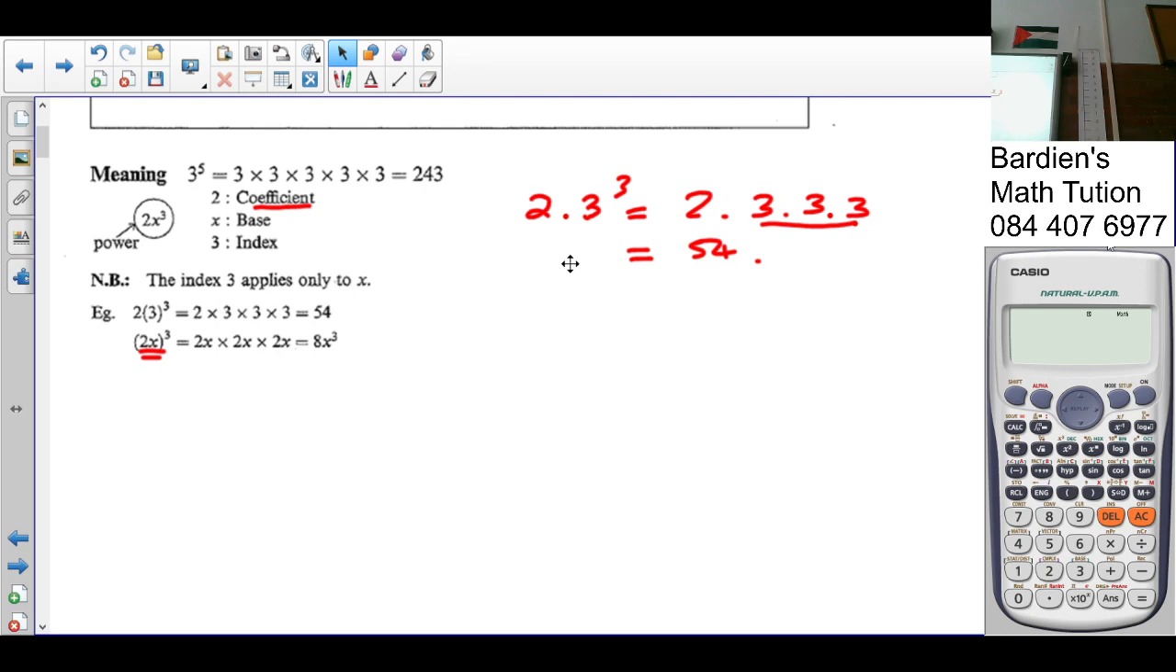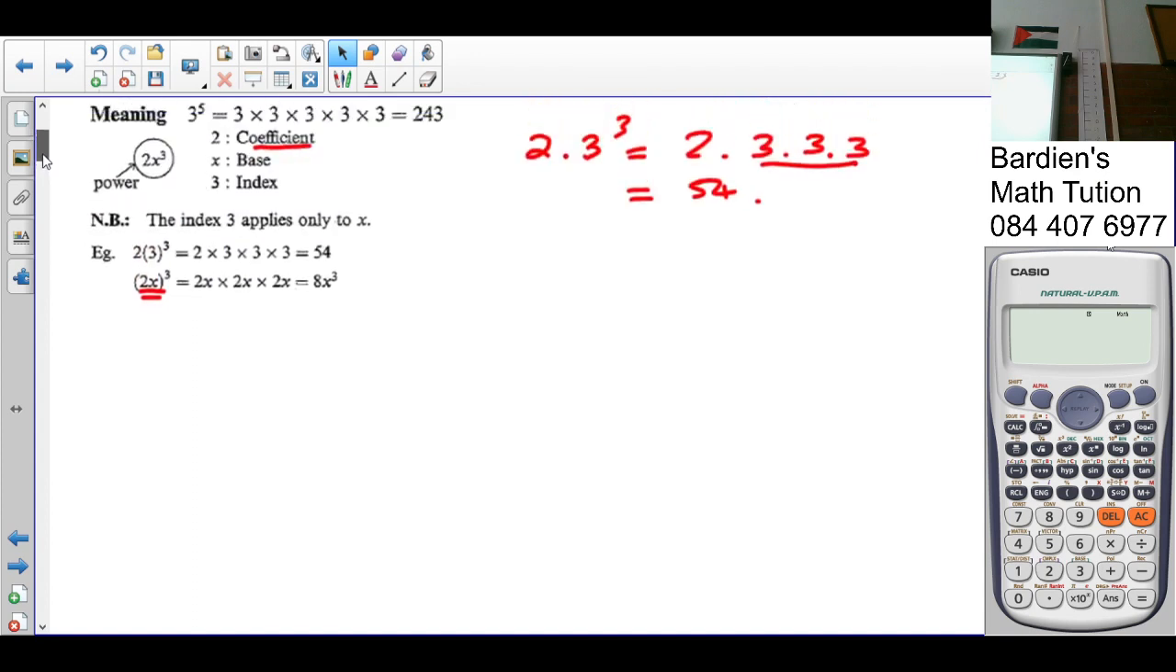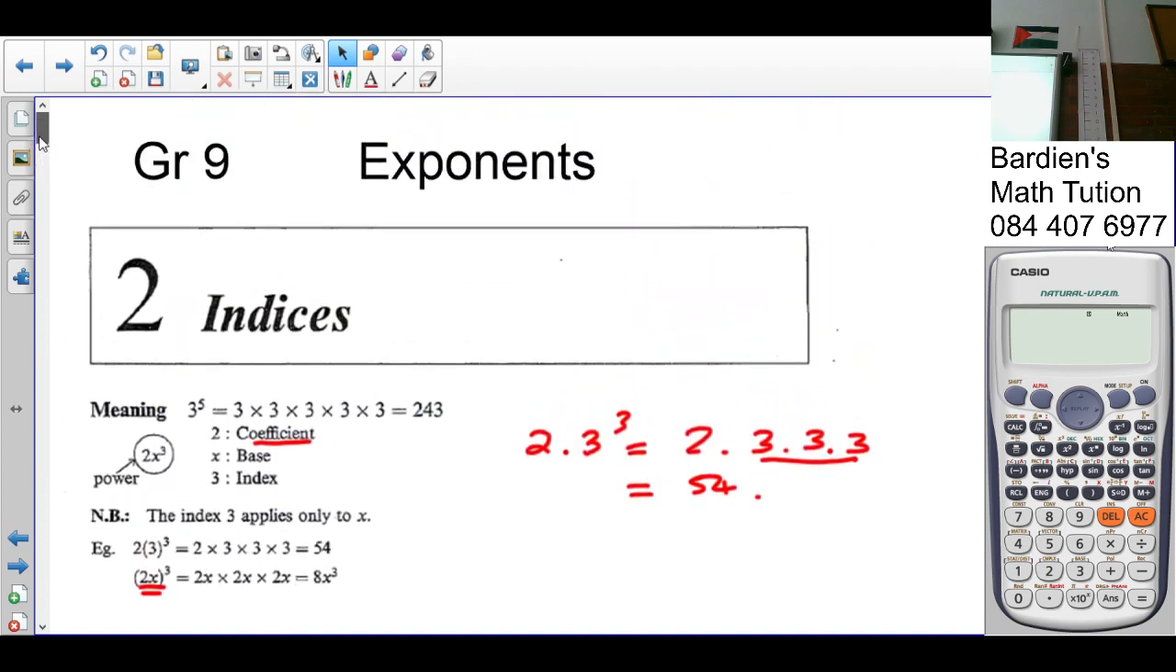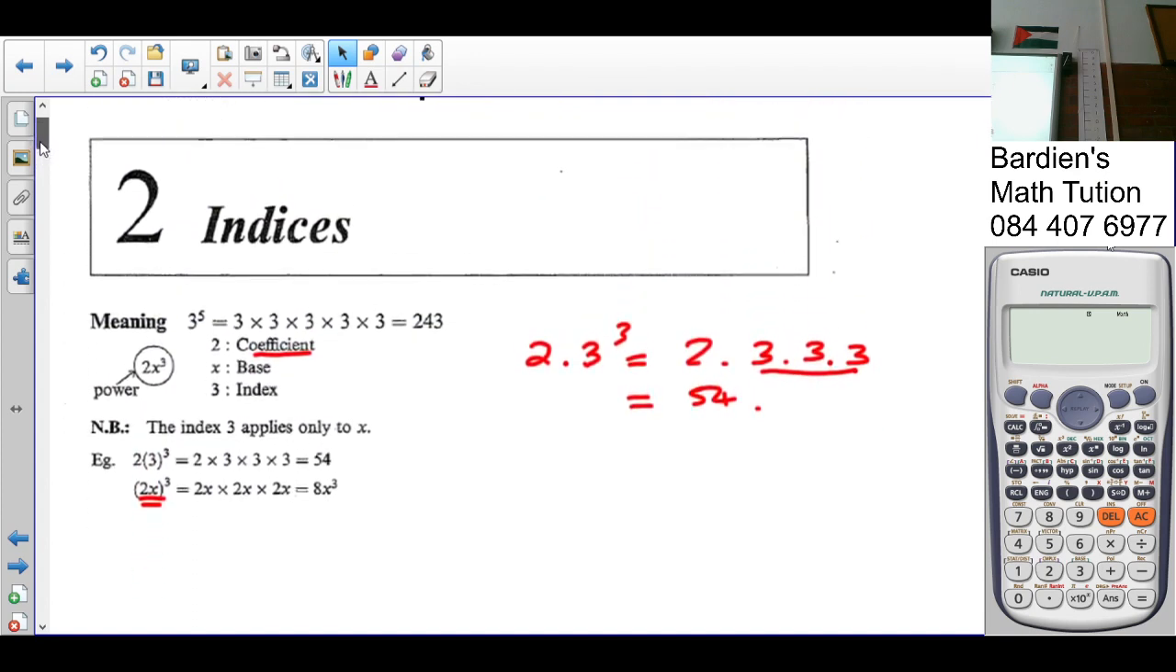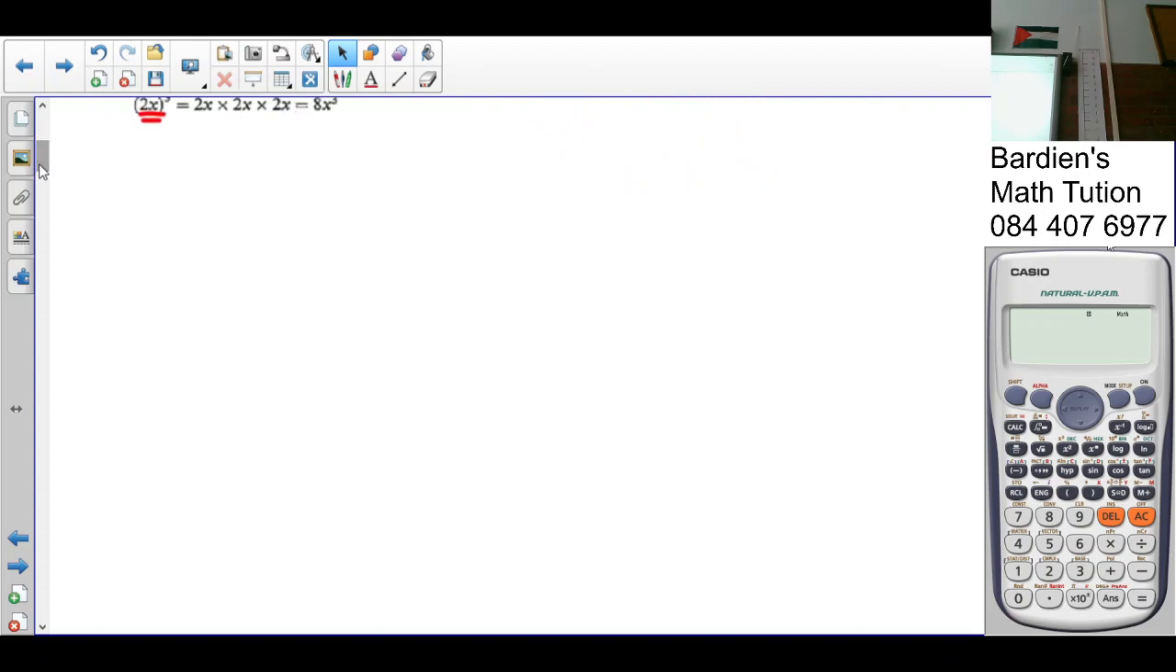At this point, what they did was they also highlighted the following. Okay, we are using the Study and Master Grade 9 textbook.